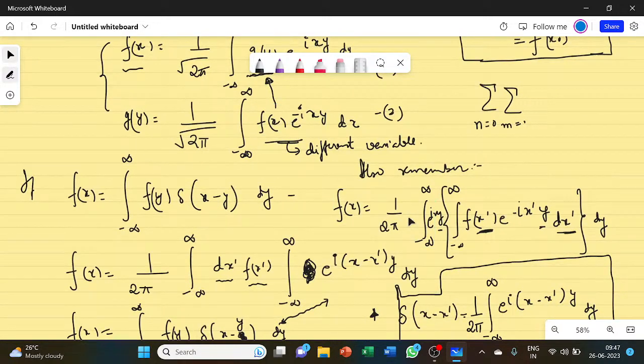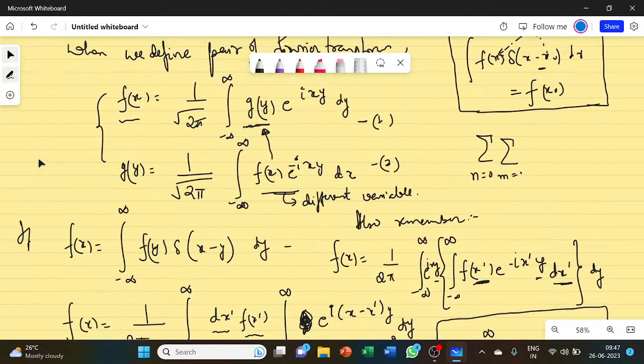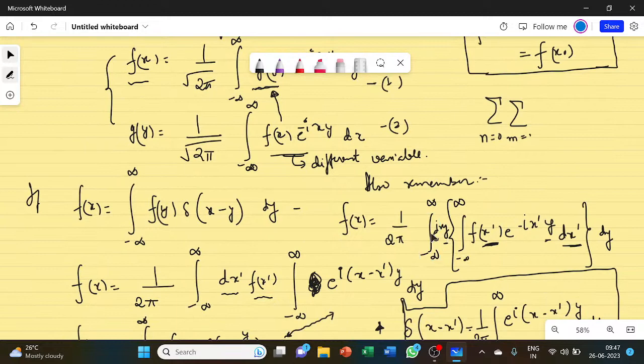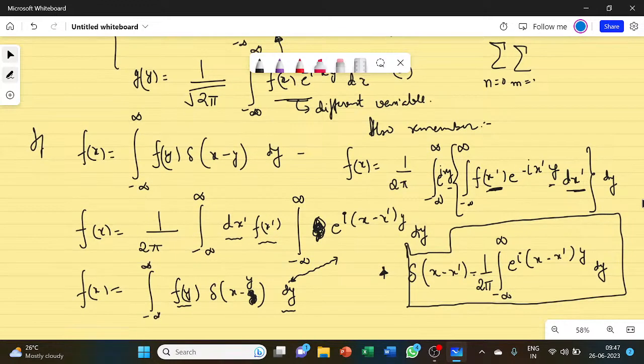So what is f of x? f of x is 1 upon 2 pi e to the power iota xy integration from minus infinity to plus infinity f x dash e to the power minus iota x dash y dx dash, and then you have this dy. And don't forget that this e to the power iota xy was also there. So I have written e to the power iota xy here also. So what will happen? Eventually I will just put the respective variable with the respective function.